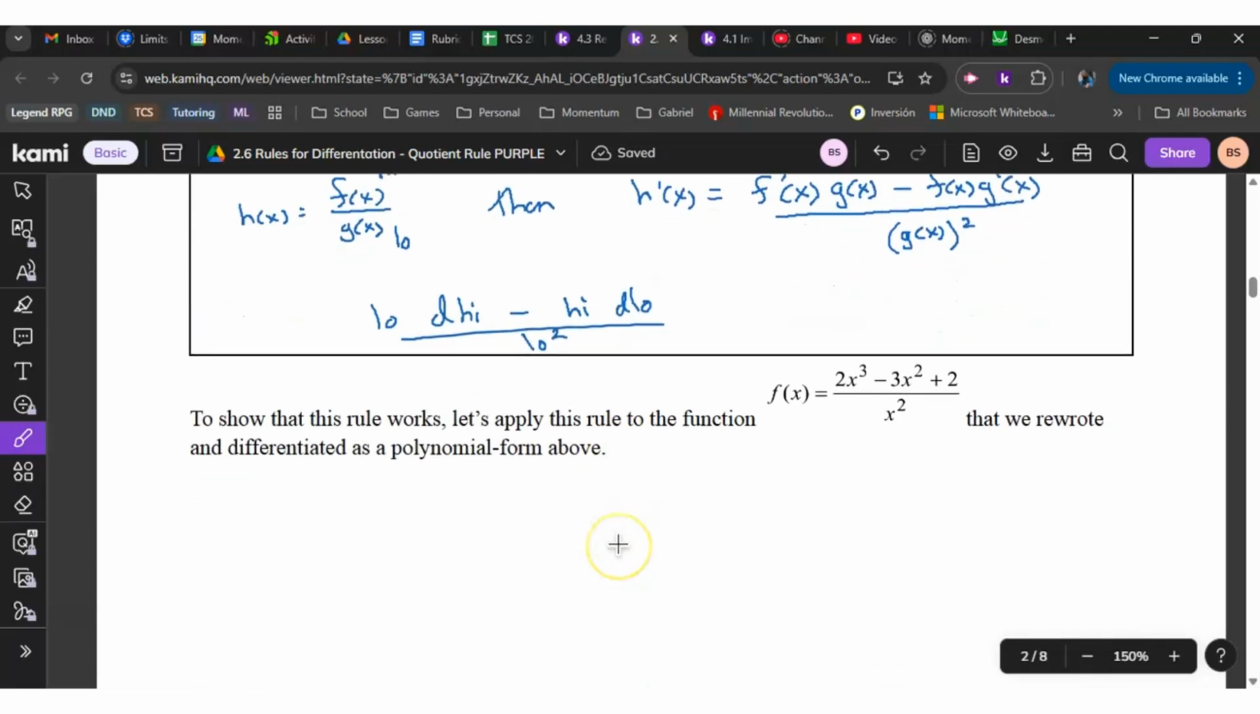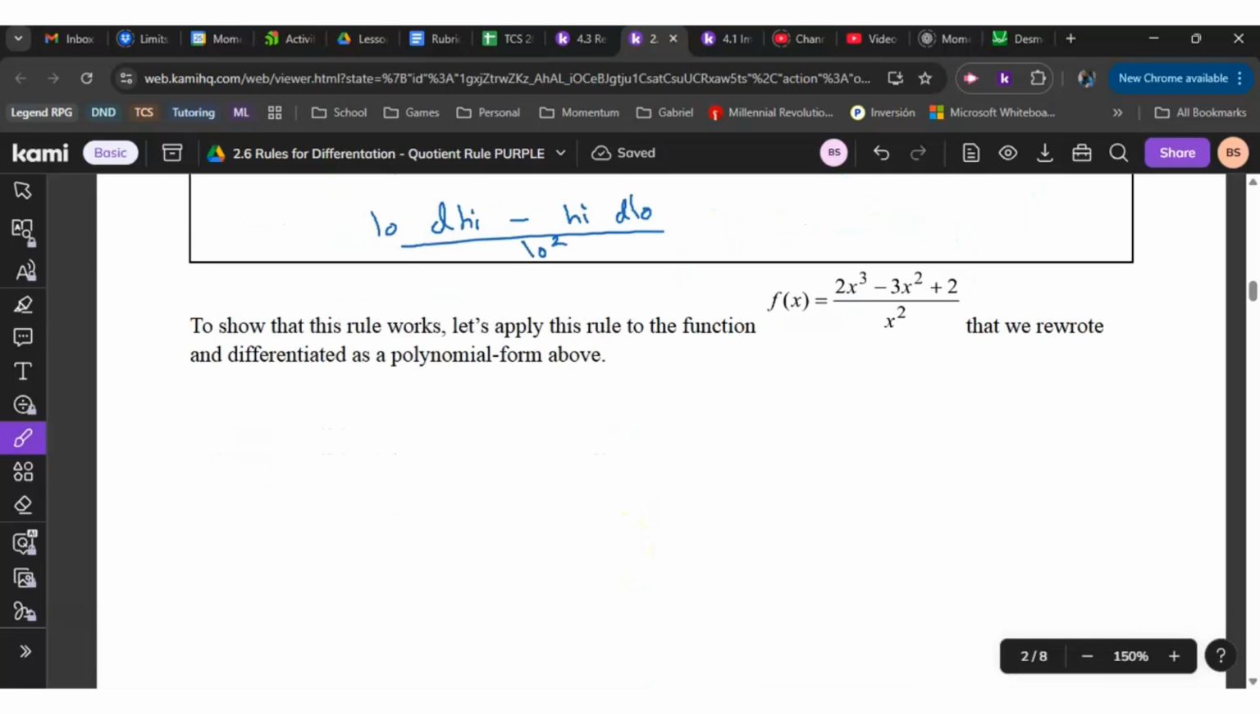Okay, so let's apply this now to that same function that we just did. And let's show that it's the same thing, whichever way we do it. So doing this, this would be my low, this would be my high. So f prime is equal to low d high. Actually, you know what? Hang on. Let's, kind of like we did with product rule, write it out over here. So if we do like low and then d low, and then high and then d high.